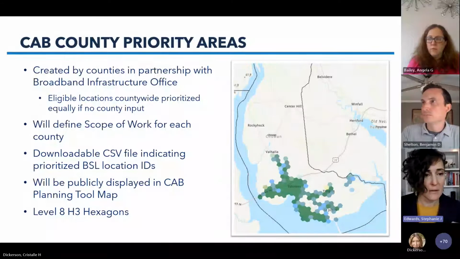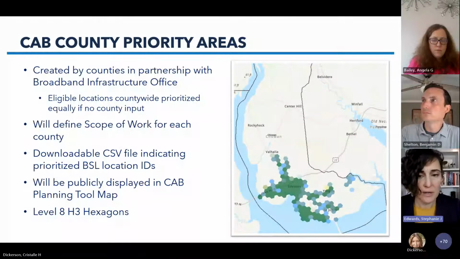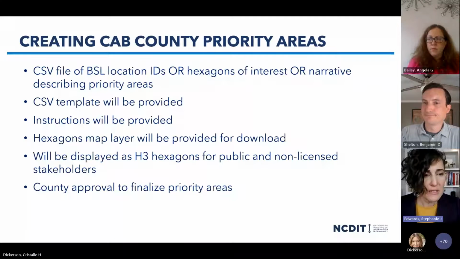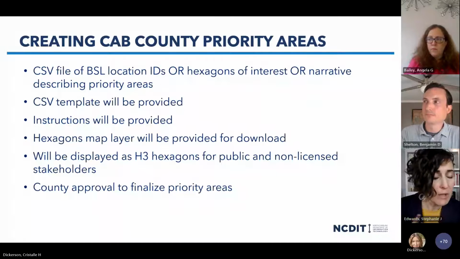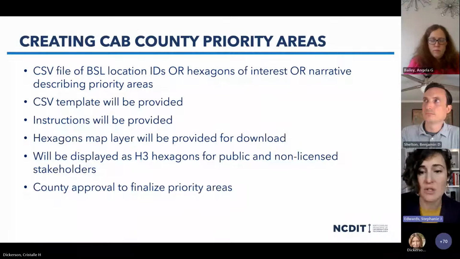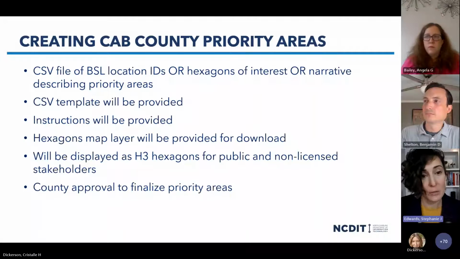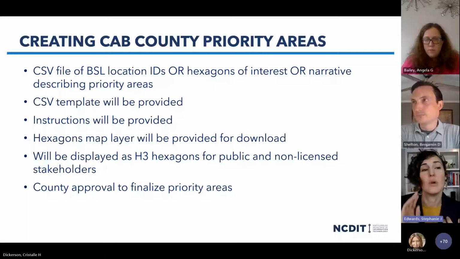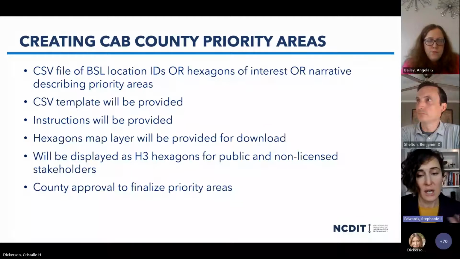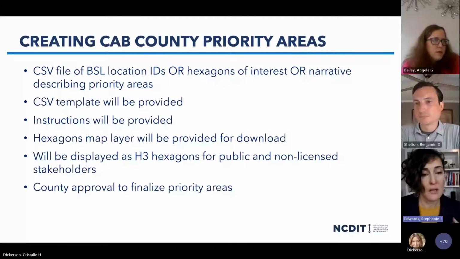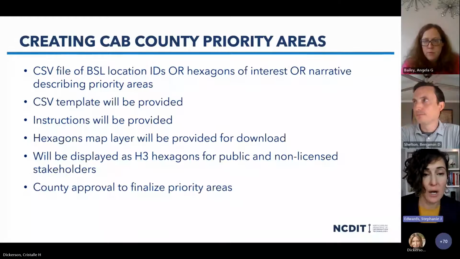You have a range of options. Crystal, if you want to go to the next slide, I think we have a little bit more detail about what you and the counties can share. You can give us a CSV file if you have a license to this BSL data, the CostQuest broadband serviceable locations, or you can share hexagons of interest. Those hexagons are visible in the map, but they're also a downloadable layer from NC1 Maps, so you'll be able to take that data into your own GIS software and work with it if you want to share that way. Or you can work with us to provide a narrative describing your priority areas, and we can provide technical assistance to reflect that in a map at the location and hexagon level.